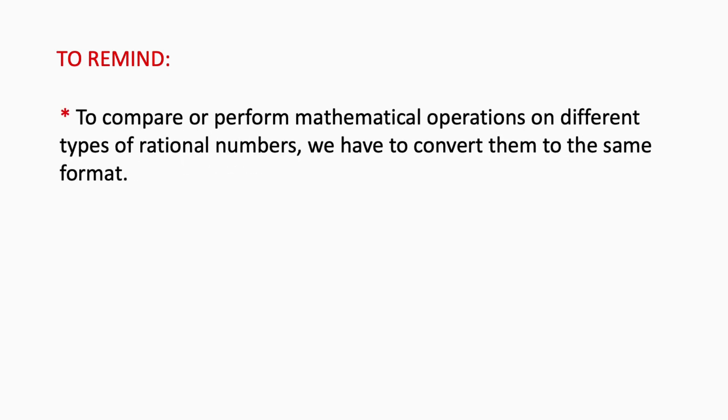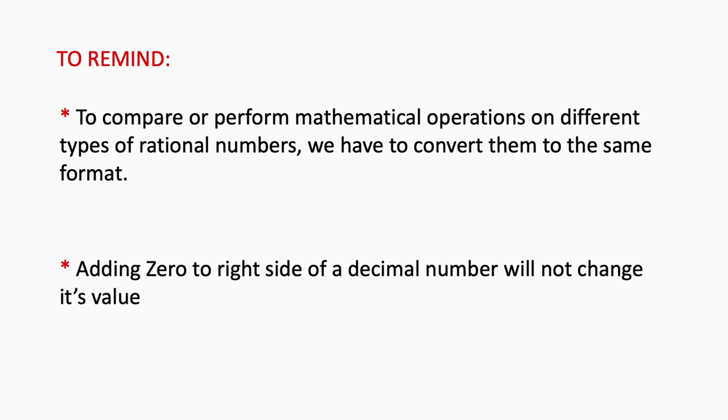If you remember, I told you two things before. One is that if we want to compare rational numbers that have different formats or perform mathematical operations on them, such as addition and subtraction, we must first convert them to the same format. For example, to add a decimal number to a fraction, we must convert them to fractions or both to decimals. And the other thing is, adding 0 to the right side of a decimal number will not change its value.